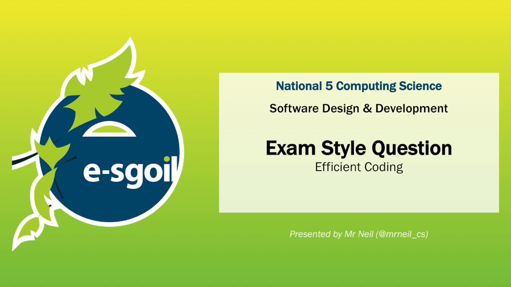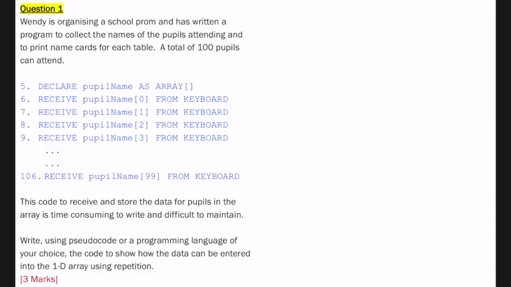Within the Software Design and Development Unit of National 5 Computing Science, you need to be able to rewrite code to make it more efficient. In this video, we're going to look at a number of exam-style questions that ask you to do exactly that. Here is our first question.